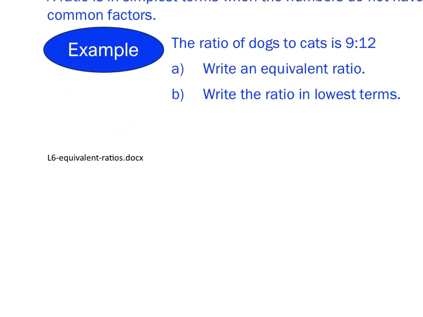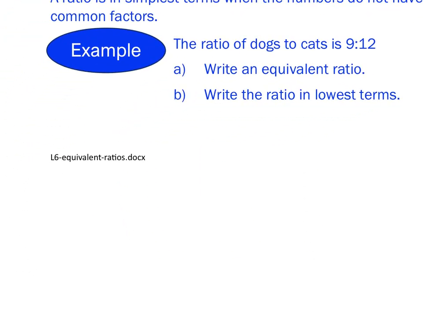So, example, the ratio of dogs to cats is 9 to 12. So give me an equivalent ratio to that. What's that? Well, you're answering the second part, because the second part asks us to put it in lowest terms, and that would be 3 to 4. I don't want that as an answer here. Give me an equivalent ratio. 18 to 24, and you get that how? By doubling each number. Sure, 9 doubled is 18, and 12 doubled is 24. So we double 9 and we double 12, and we get 18 and 24.